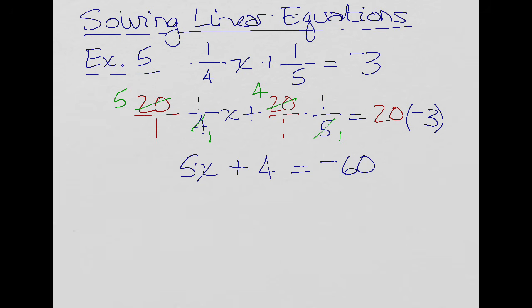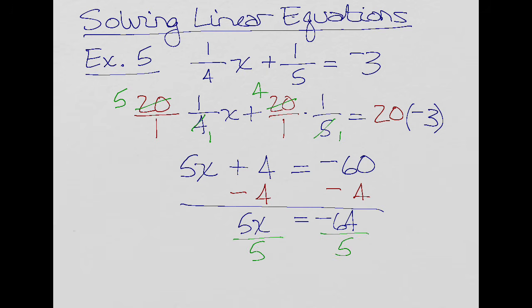Here we go. So I'm going to put all the numbers to the right. I'm going to subtract 4 on both sides of the equal sign, which means all that's left on the left is 5x. And on the right, I have -64. Now I'm going to divide by 5. And my x is by itself now.